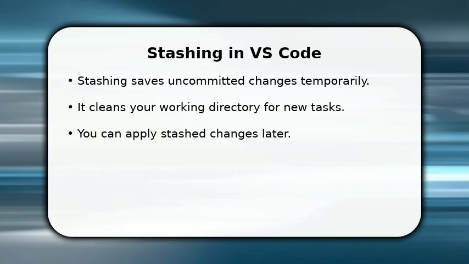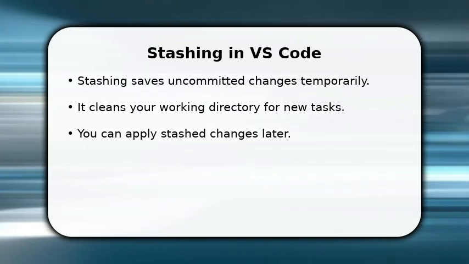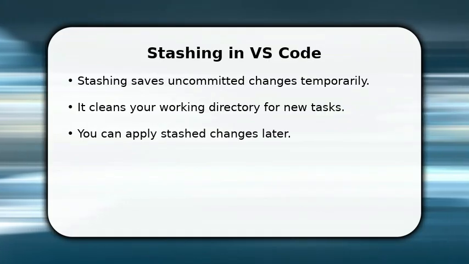In this video, I will explain how to use stashing in VS Code. Stashing is a powerful Git feature that lets you temporarily save changes you're not ready to commit. It's perfect for when you need to switch branches or pull updates without losing your current work. This keeps your working directory clean and organized, allowing you to focus on new tasks efficiently and return to your previous work seamlessly.